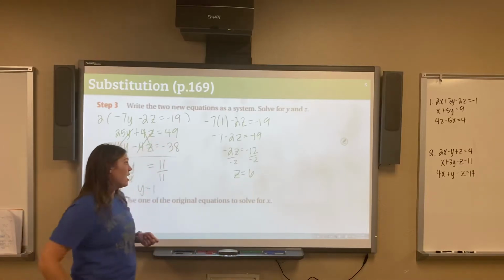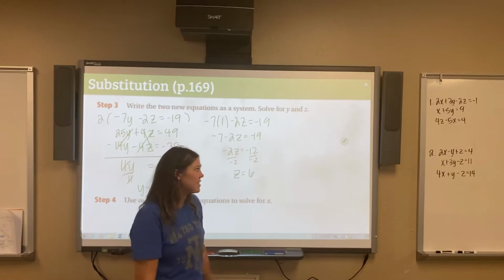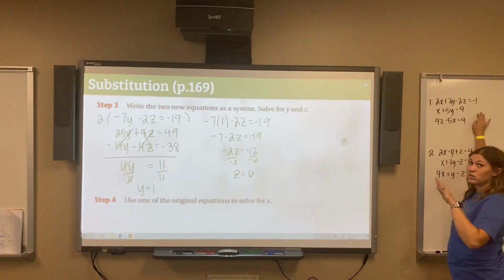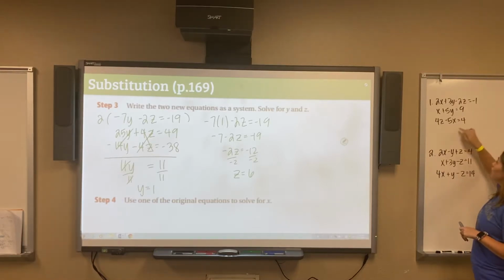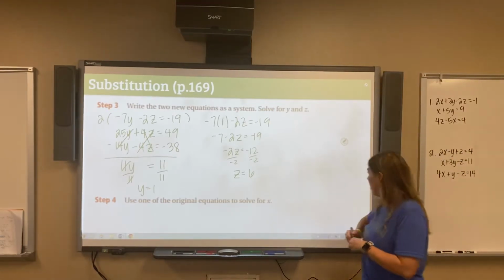Okay, so we have y, we have z. What else do we need? You got it, x. Okay, so over here we have these three originals. Hopefully you still have it written down. If we look, we could solve for either one of those. Those would be easiest. I'm going to pick this x plus 5y equals 9.